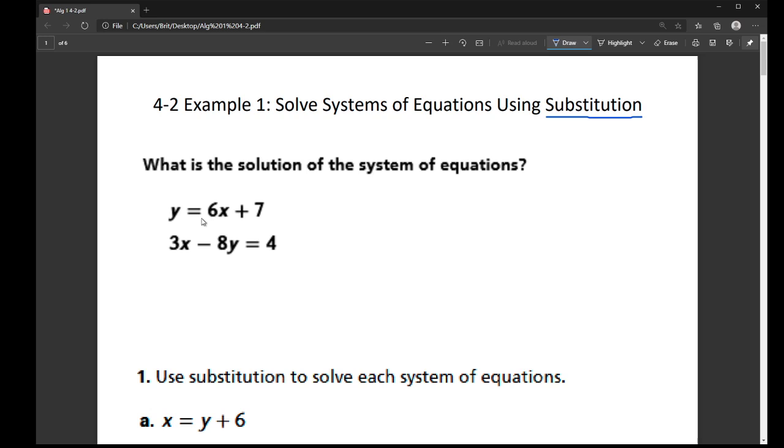When we have a substitution situation, you want to have an equation where one of the variables is by itself. So I could have y equals something, or I could have x equals something. As long as a variable is alone, you're good to go. And so what I can do is wherever the letter y is, I can replace it with 6x plus 7.